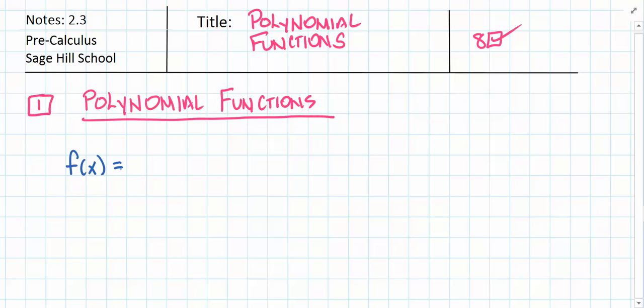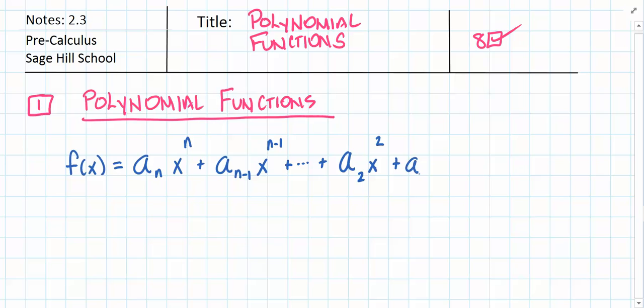f of x equals a sub n times x to the n. The n is in the exponent. We're going to add to that the next term, which would be a sub n minus 1, so just the next term down the line, x to some exponent, n minus 1. And you just keep on going like this until you get to the last couple of terms, like, say, a sub 2 x squared, and then a sub 1 term, x to the first, and then some constant term on the end, a sub 0.